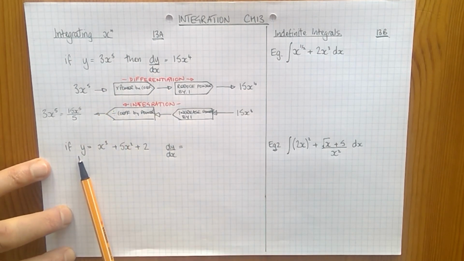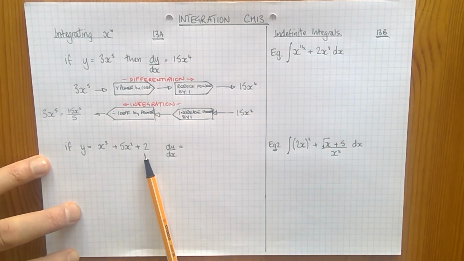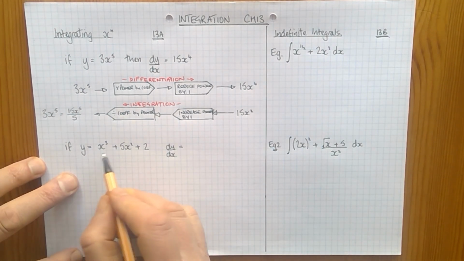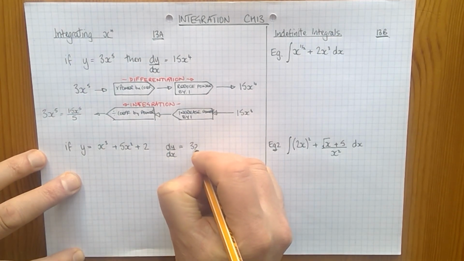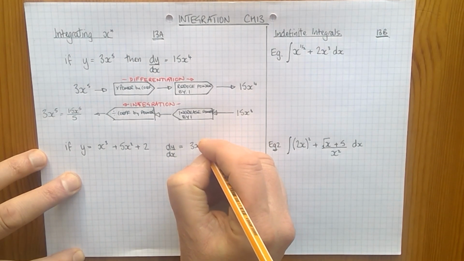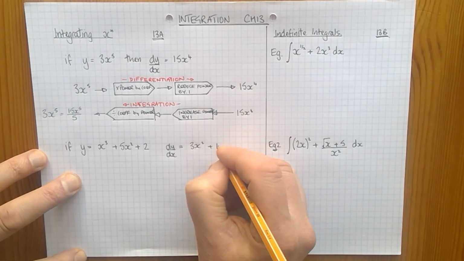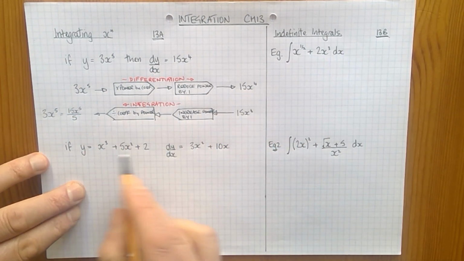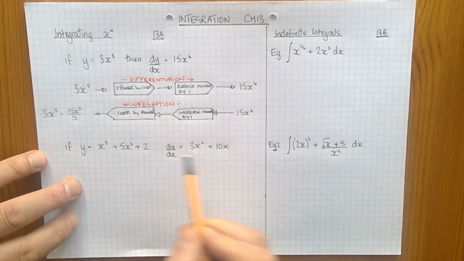When you have a function with several parts to it and you're differentiating, you can differentiate all the parts separately. Integration is just the same. Let's have a look. So to differentiate this one, I'm going to multiply by the power and reduce the power by 1. Multiply by the power, reduce the power by 1. And as we know, the gradient of a line y equals 2 is just horizontal. It has no gradient. So the number 2 differentiates to 0.